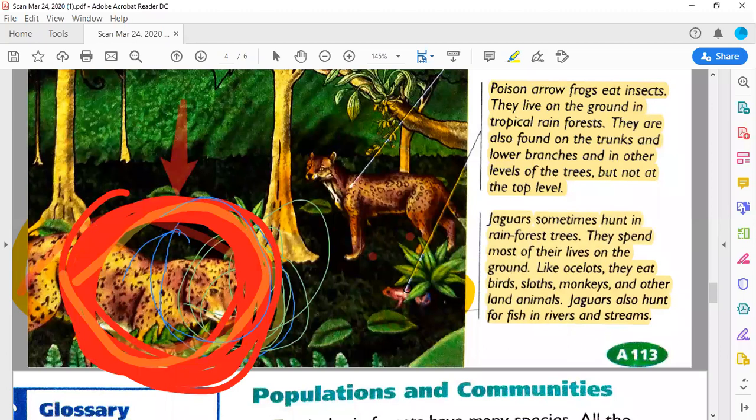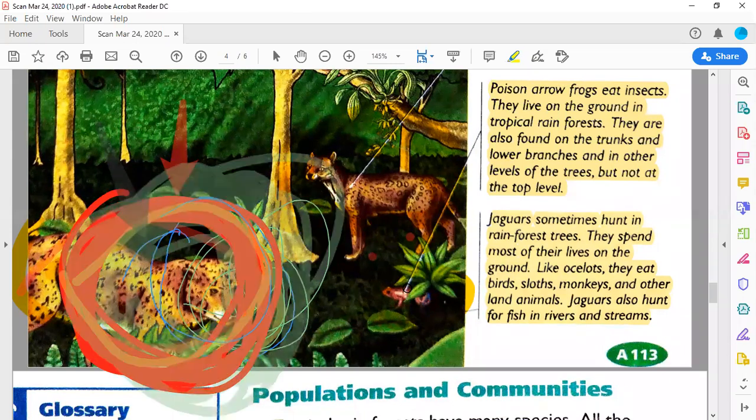They sometimes hunt in rainforest trees. They spend most of their life on the ground. They eat birds, sloths, monkeys, and other land animals. Jaguars also hunt for fish in rivers and streams. Thank you very much. Okay, so this is an ecosystem, right?